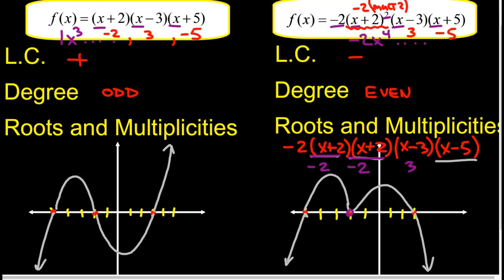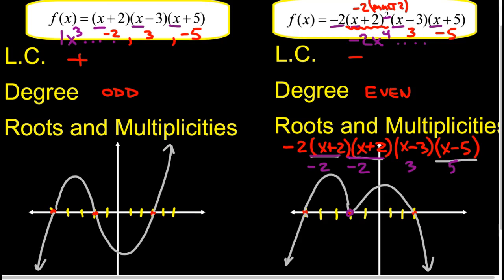And then this one would be 3, and this one would be 5, and those both show up just once, so it's just 1, so you don't really say it has a multiplicity because it doesn't. If there's a cubed factor, it would have a multiplicity of 3, and then it would go through, but it does a little bend when it goes through, like the vertex of a cubic.